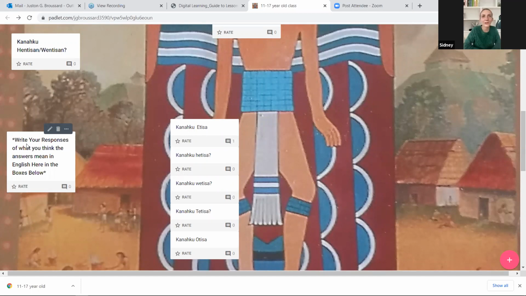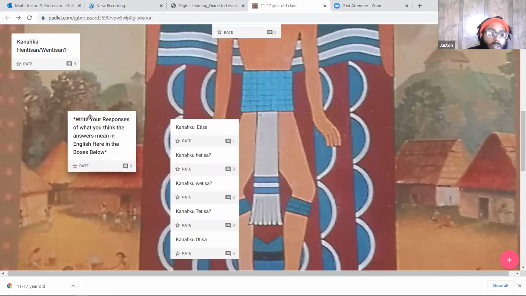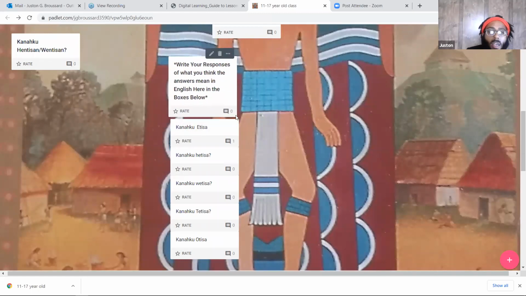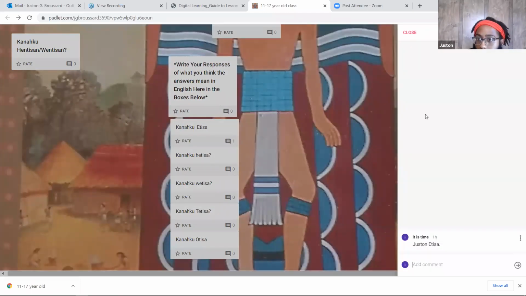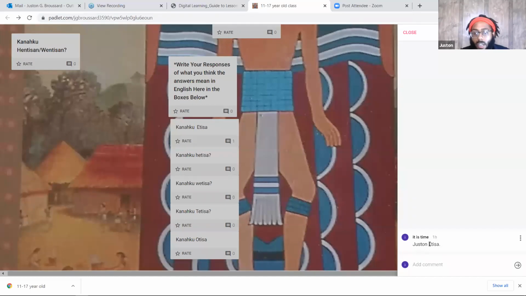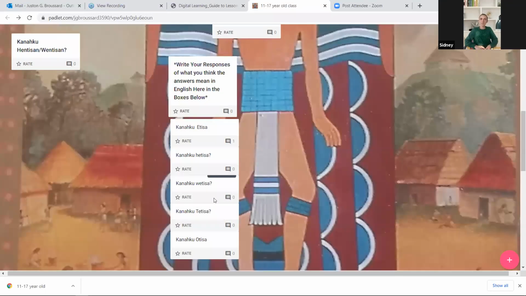So over here, it says write our responses of what you think the answers mean in English here in the boxes below. And as you can see here, I sort of responded to the question in the first box because it says Kanak Etisa. You would come here and you would write your name, Etisa. So let's see how many that we can solve.